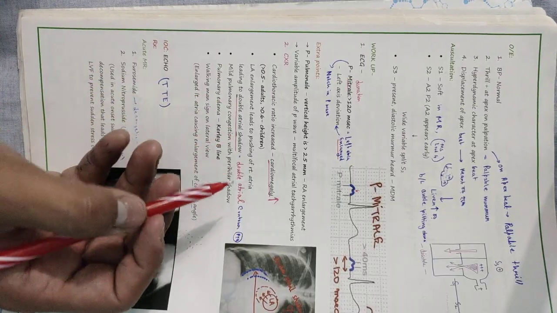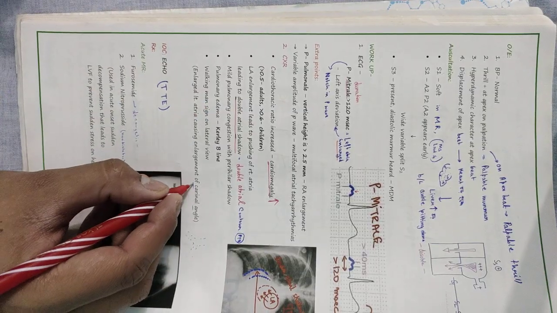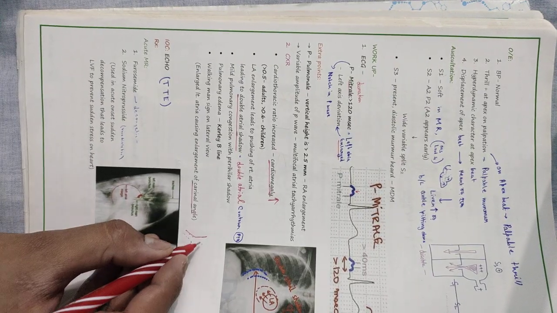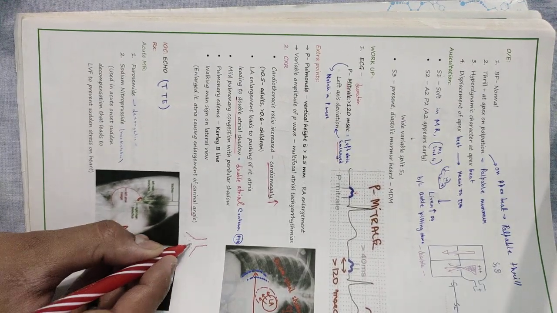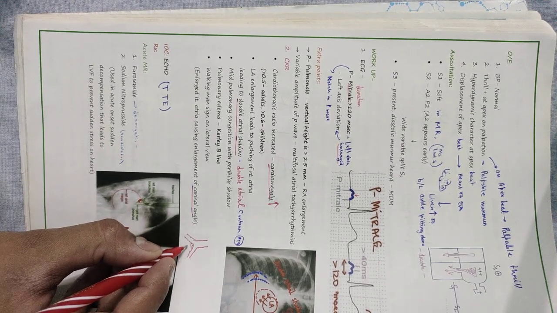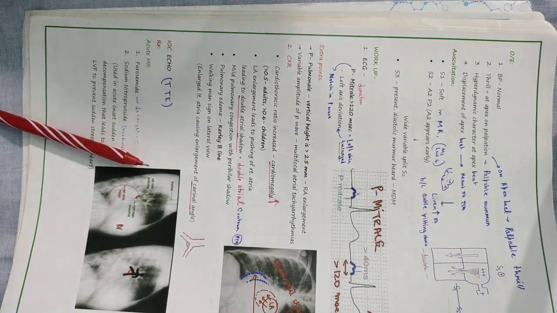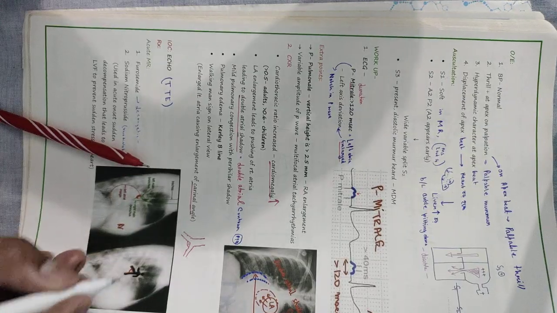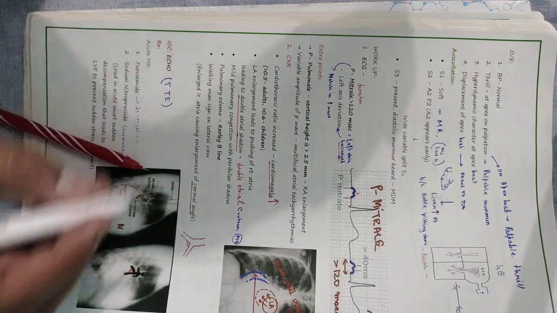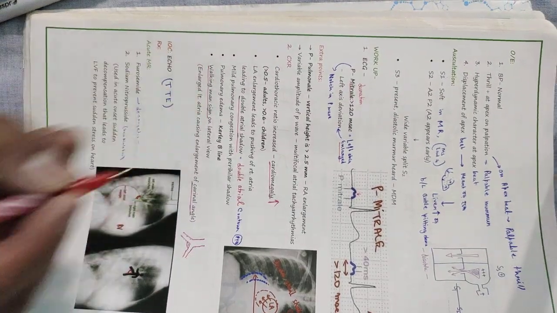Normal is 60 to 70 degrees, and next is the carinal angle. What is this? This is the angle, that means if this is the trachea, and this is the angle. Normally it is 60 to 70 degrees, and here it is more than 70 degrees. That is the walking man sign. So this is the walking man sign. Important PYQ.